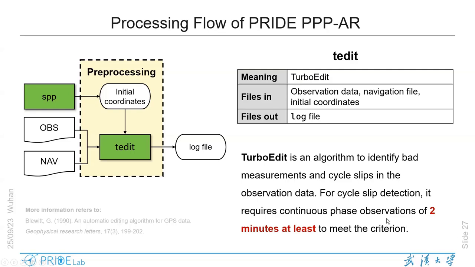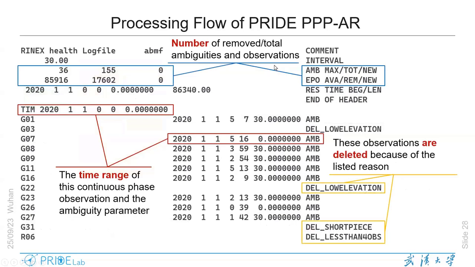It also identifies and labels continuous arcs of phase observations that we can use for ambiguity resolution. To do this, the TEDIT program needs at least 2 minutes of continuous observations as input. After that, the TEDIT program will write a log file that contains all the information about our observations. A continuous arc of phase observation will have an ambiguity parameter in our least square estimation, and the time ranges of them are listed in our log file, namely the RINEX health diagnosis.